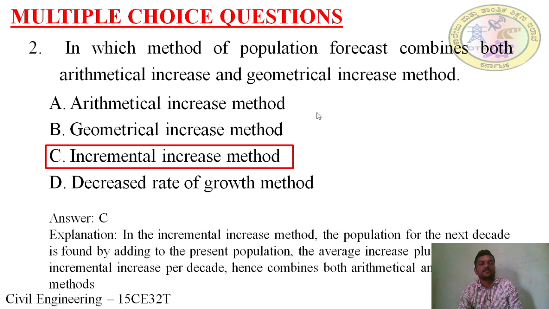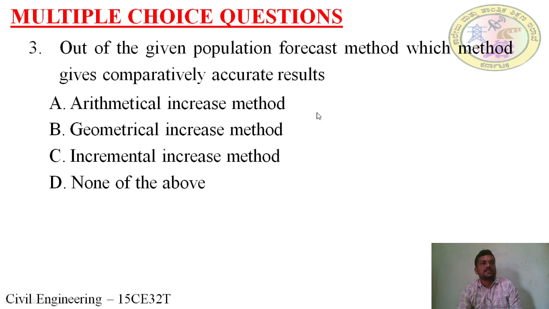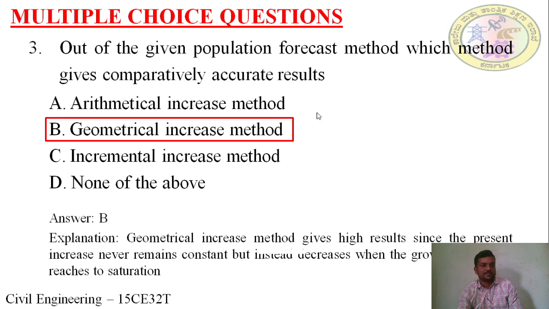Out of the given population forecast methods, which method gives comparatively accurate results? A. Arithmetic increase method. B. Geometrical increase method. C. Incremental increase method. D. None of the above. Here, the geometrical increase method gives fairly accurate results compared to any other method.